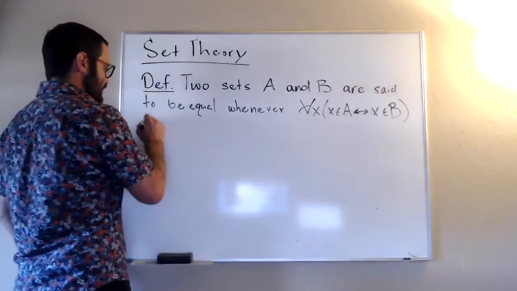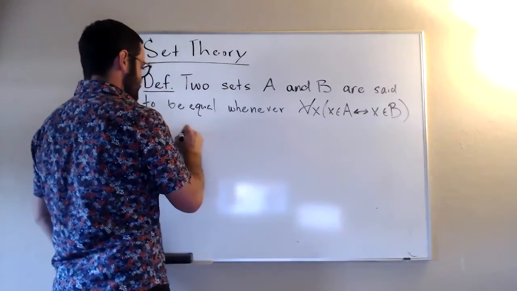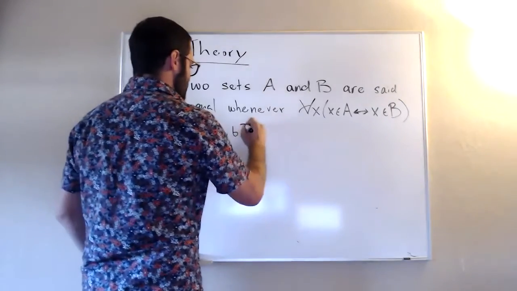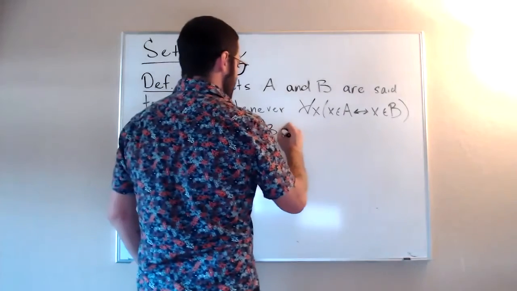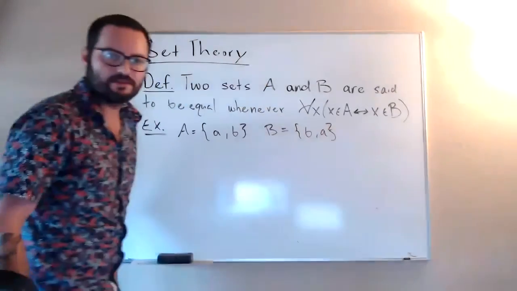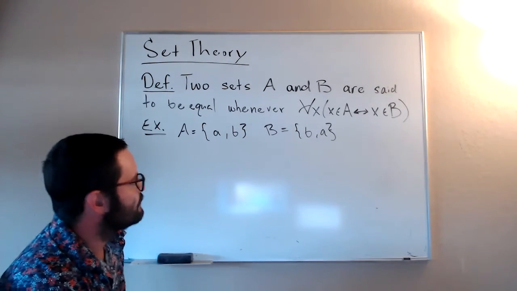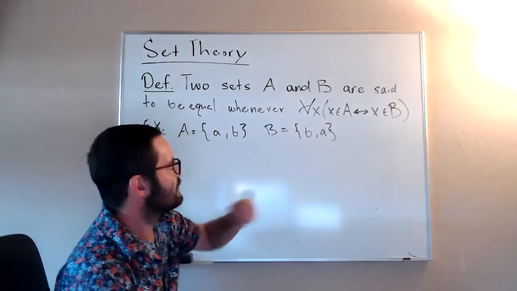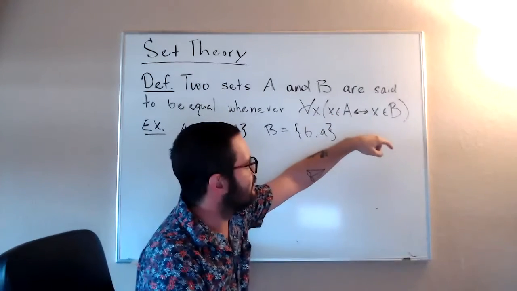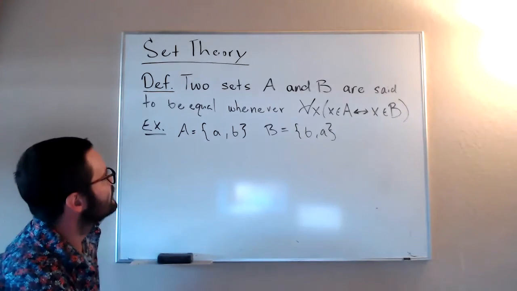So, for example, take two equal sets, say A is equal to {a, b}, and B is equal to {b, a}. We're recalling that there's no ordering on the elements in the set. So these would be two equal sets because this is a tautology. For any element, if you found that element in A, it's also in B, and any element in B is also in A. So these two sets would be equal.